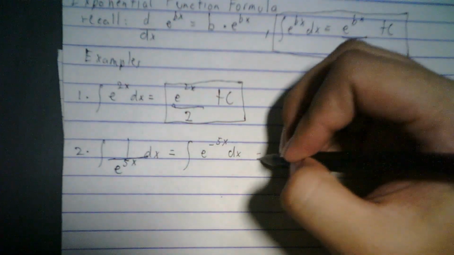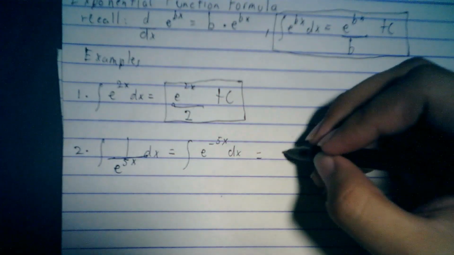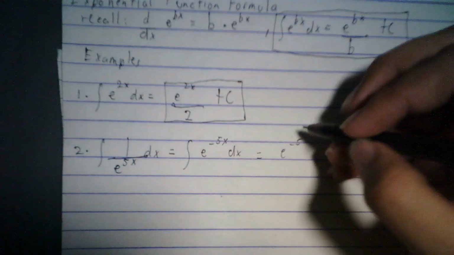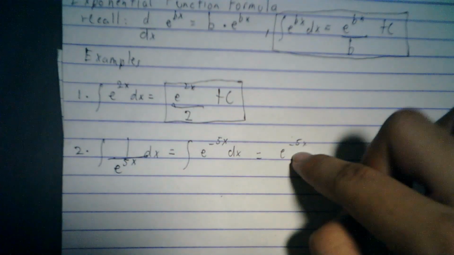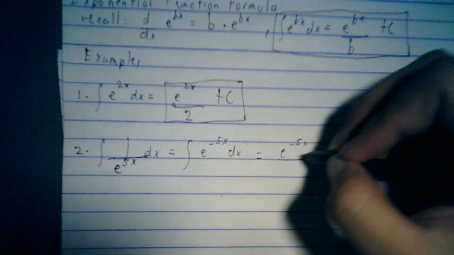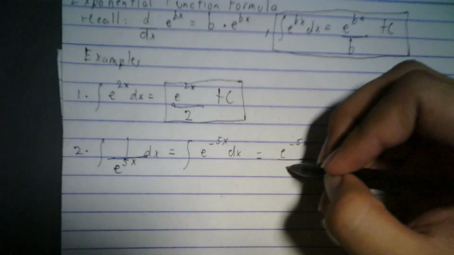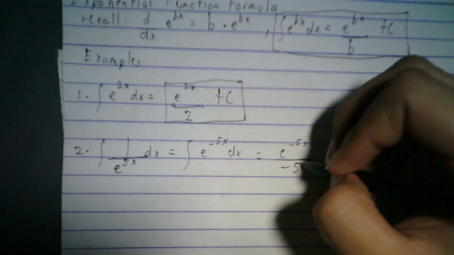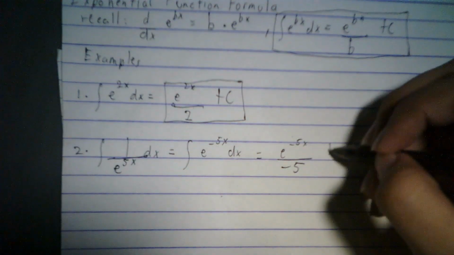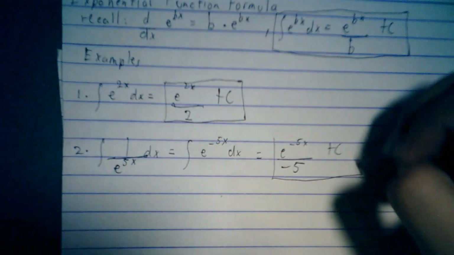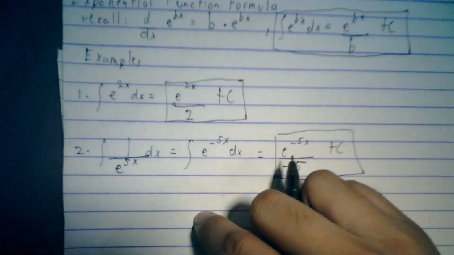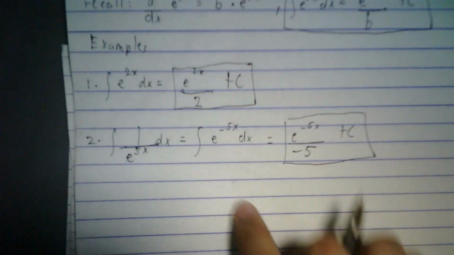So the integral of this is just e, just copy it, e raised to 5x, whatever the constant here, we bring it down, okay? So e raised to negative 5x is also over negative 5 plus c. That's the answer for number 2. So number 3 here.